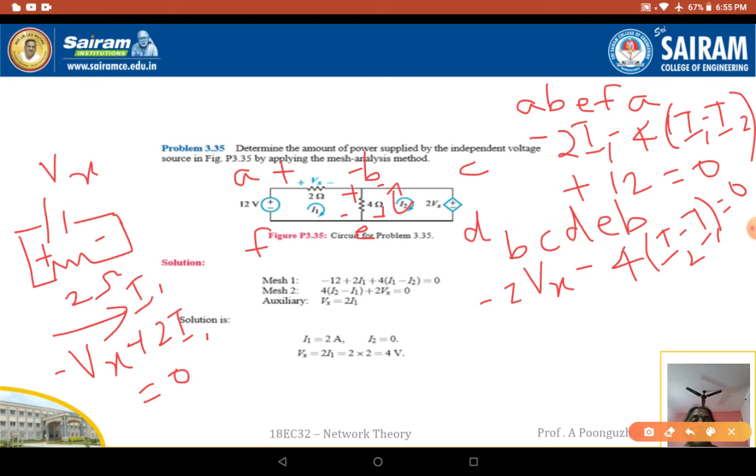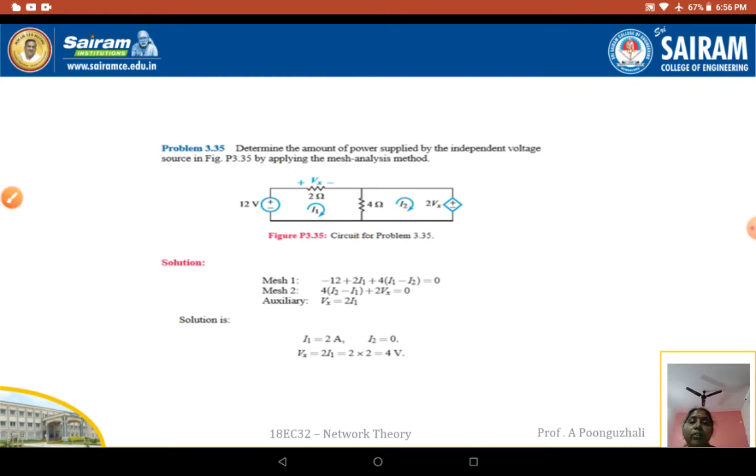So substitute in this equation. So minus 2 into 2I1 minus 4I2 plus 4I1 is equal to 0. That means we are going to have minus 4I2 is equal to 0. So in this case I2 is 0. When I2 is 0 in the above equation, we can see that your I1 is going to be 2 amps and Vx is equal to 2I1, that is 4 volts. So like this we have to find out.